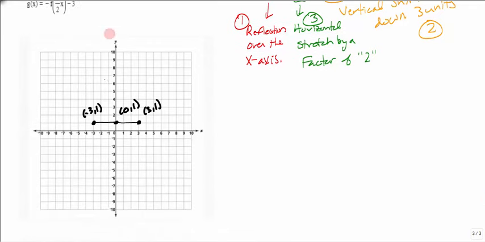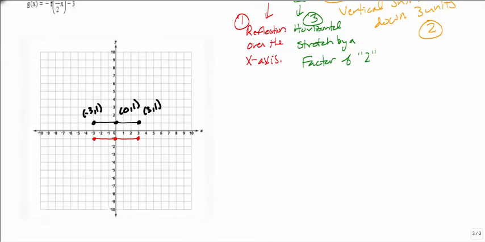So that would mean -3, 1 would become -3, -1. 0, 1 would become 0, -1. So you can see I'm just changing my y values as I flip over the x-axis. And 3, 1 would become 3, -1. So this is that first step. That's the first transformation, that reflection over the x-axis.